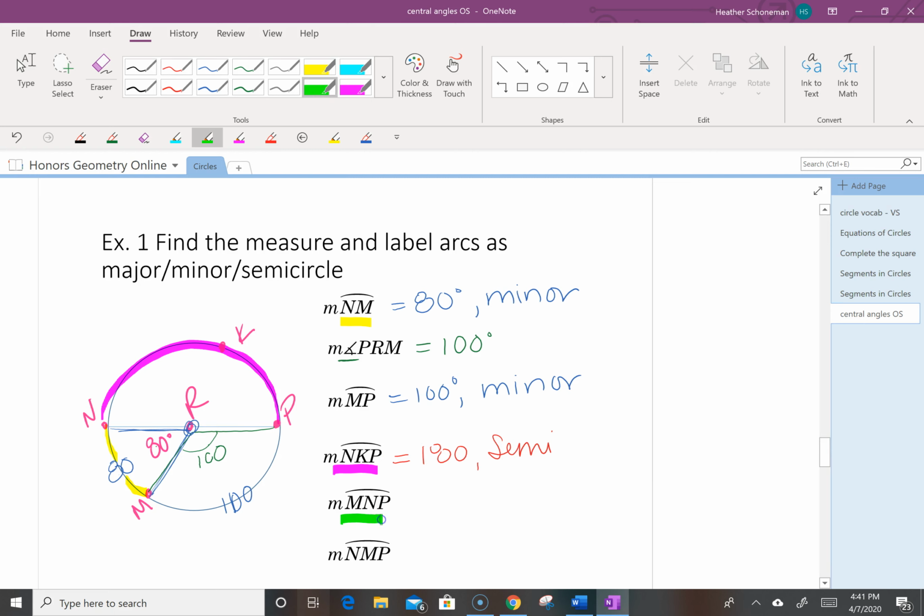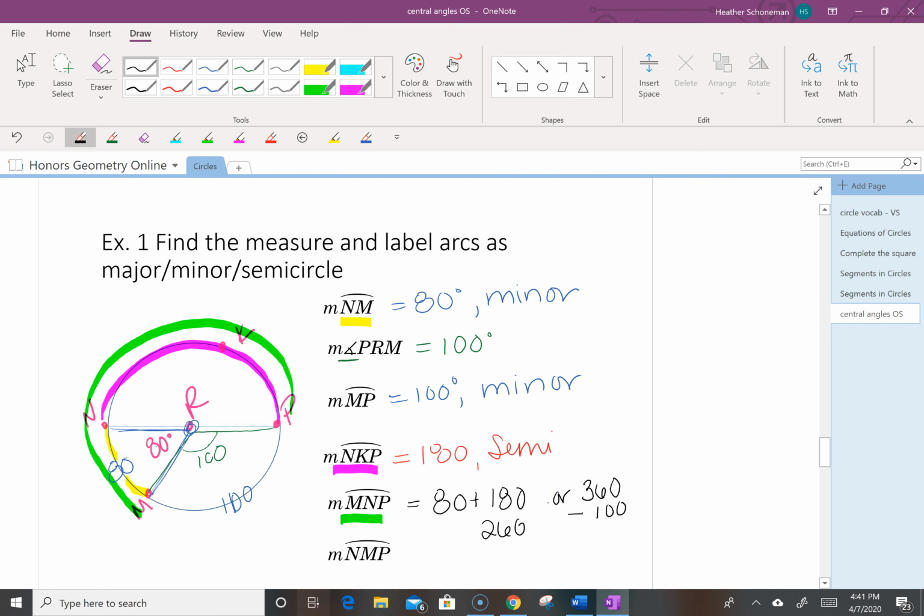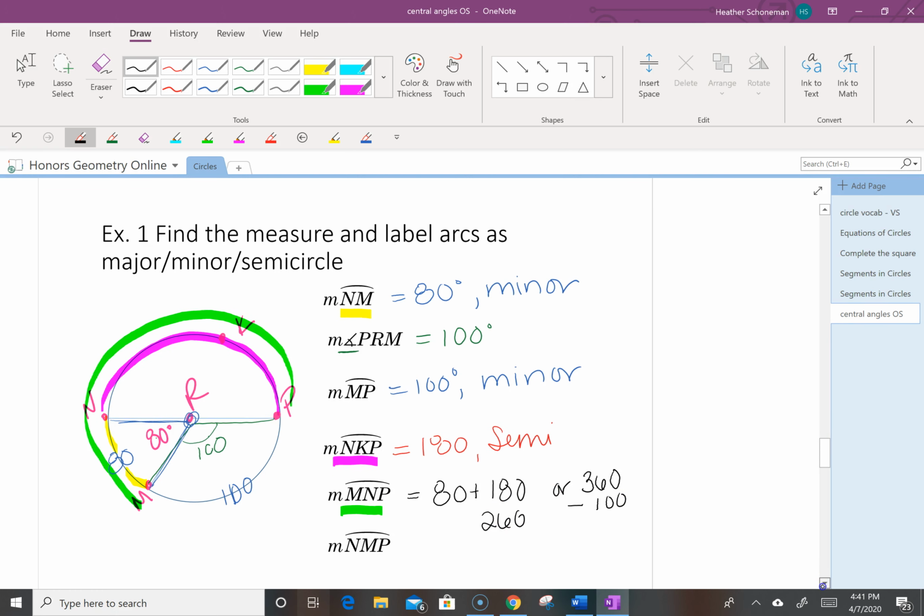And I want MNP. So we start at M, end at N, and go to P. Now, I think most of you can see what to do, so I'm not too worried about it, but let me just show you that you've got 2 options. You can either add the 80 and the 180, or you know they all equal 360 and subtract the part that isn't included. But whatever you do, you're going to get 260, and that would be a major arc.